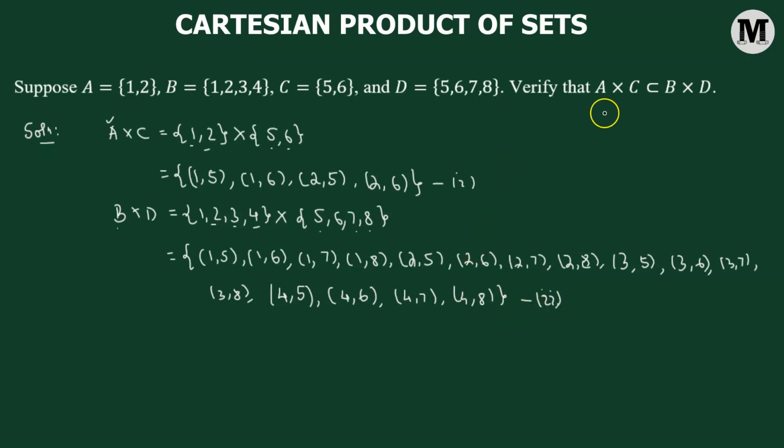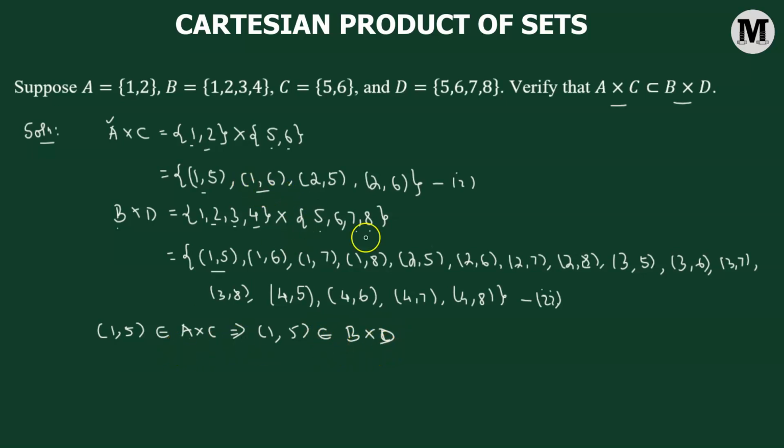Okay. Now, in order to verify that the Cartesian product of A and C is a subset of the Cartesian product of B and D, we have to use the definition, which is that each and every element of the Cartesian product of A and C must belong to the Cartesian product of B and D. So here clearly we observe that (1, 5) belongs to the Cartesian product of A and C, and the same element (1, 5) also belongs to the Cartesian product of B and D. We can verify for each of the elements.